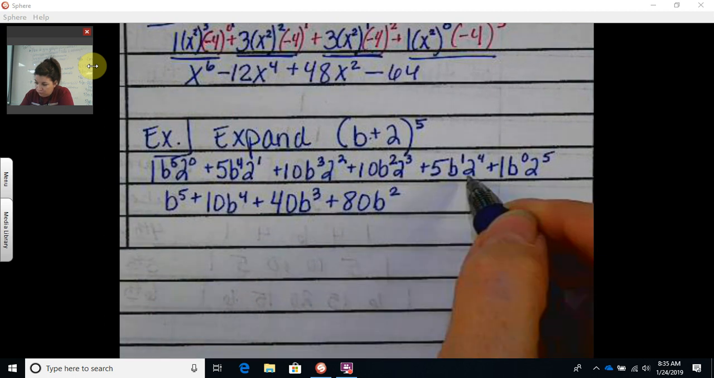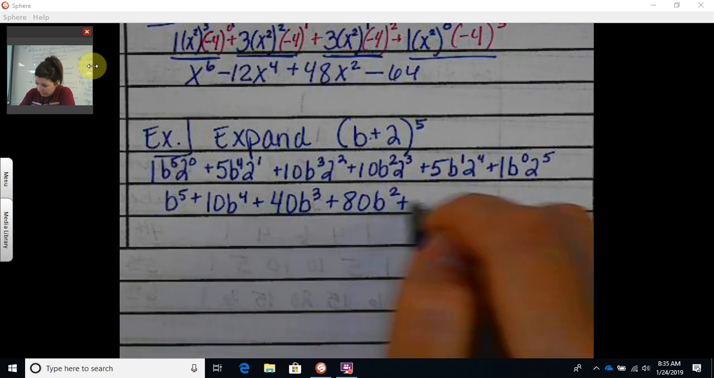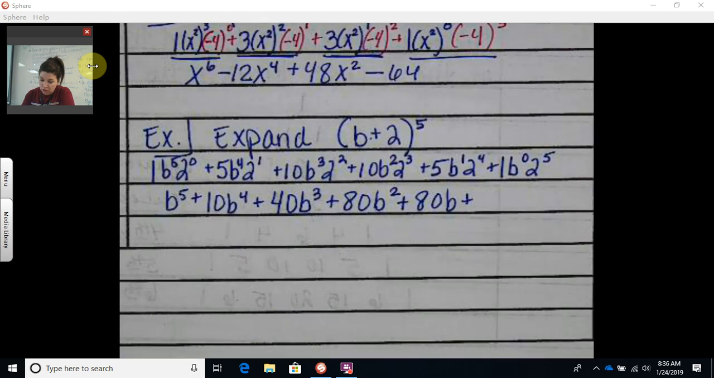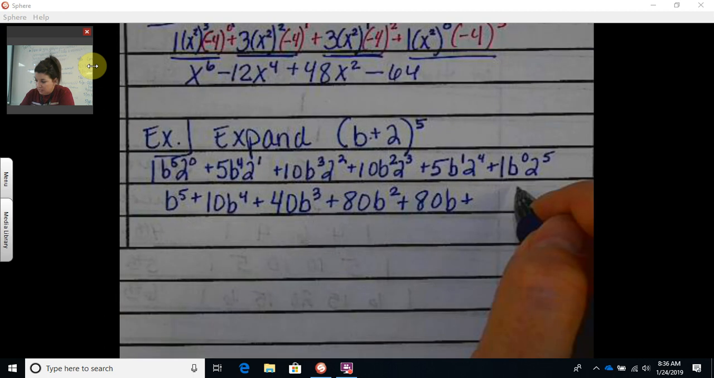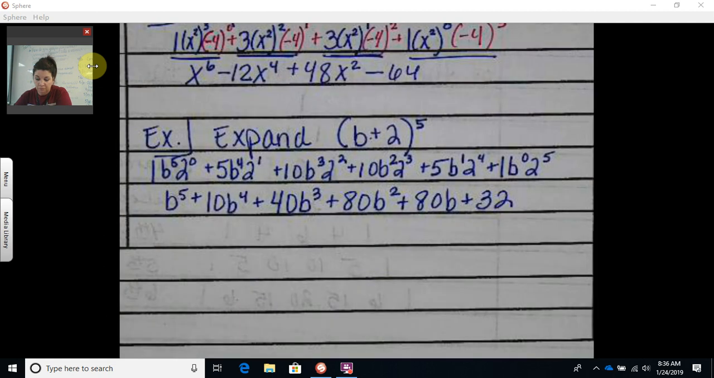plus 2 to the 4th, 16 times 5, 80. So it's plus 80b. All right. And 2 to the 5th, 32, times b to the 0 is just 32, right? B to the 0 is 1. And that's it.